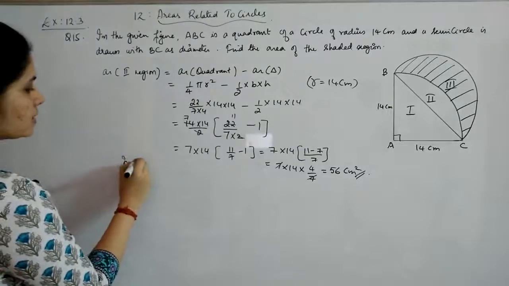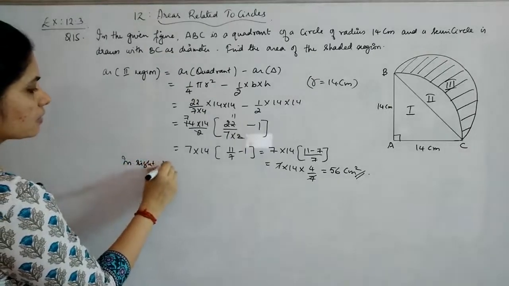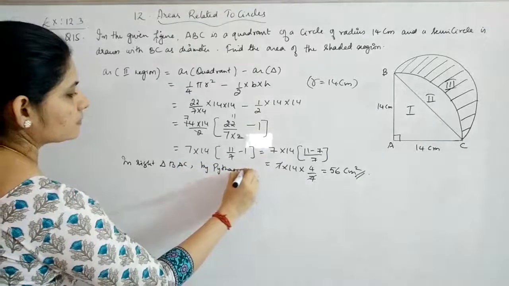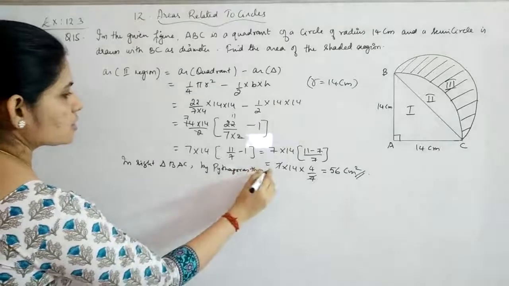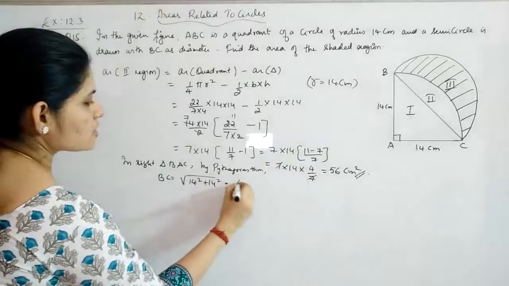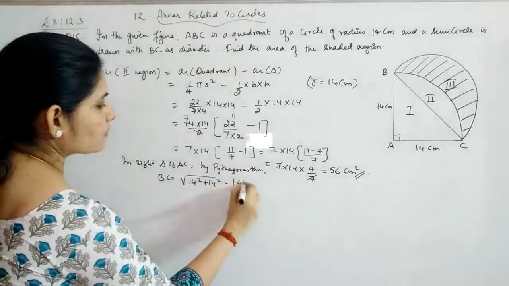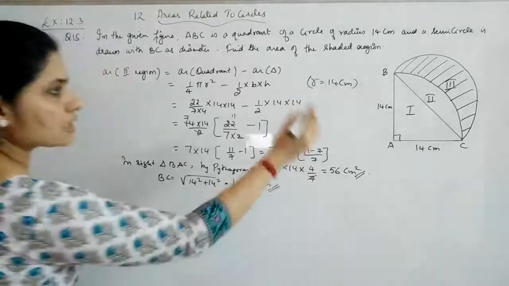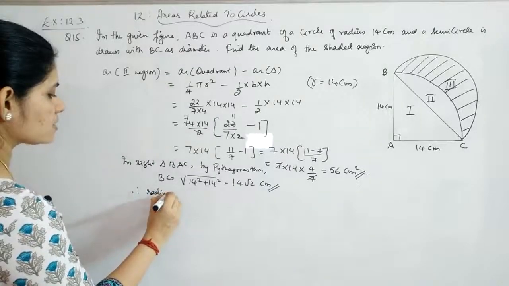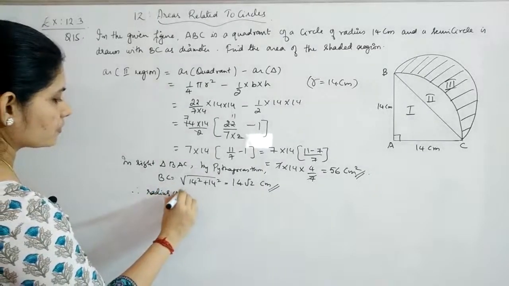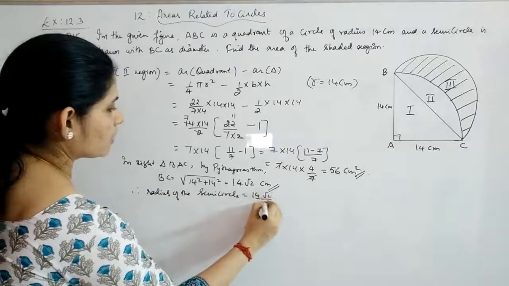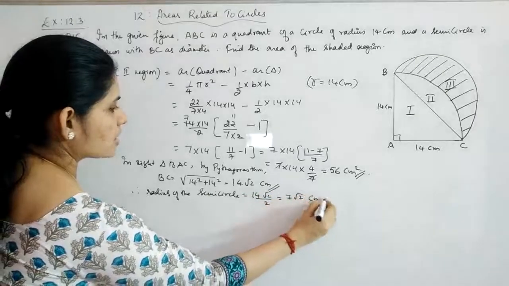So we will consider right triangle BAC, and there, using the Pythagoras theorem, you will get what BC is equal to. BC is equal to root of 14 square plus 14 square, which is equal to 14 root 2 centimeters. Now what is BC? It is the diameter of the semicircle also. Therefore, radius of the semicircle is equal to 14 root 2 by 2, or 7 root 2 centimeters.